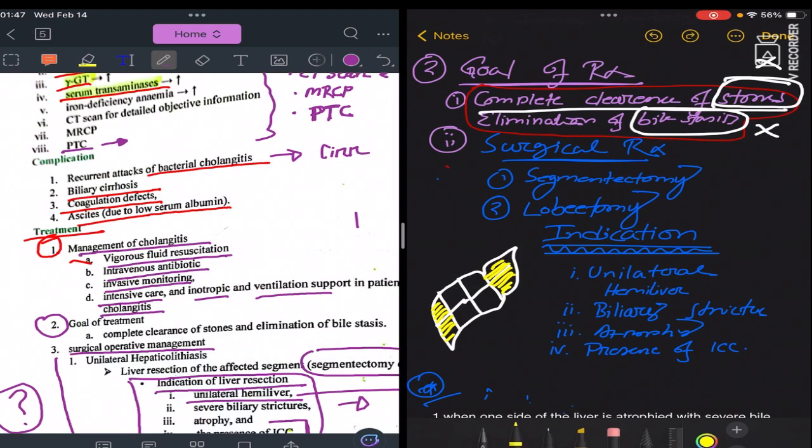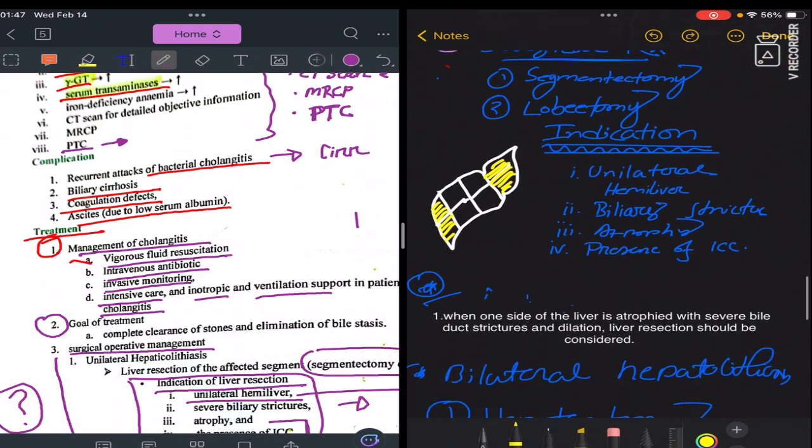Unilateral indication when there is unilateral hemiliver. So I actually don't understand what is unilateral hemiliver. For that reason I go to Bloomgard, and from Bloomgard I found that when one side of the liver is atrophied with severe bile duct stricture and dilatation, liver resection should be considered. So here it is written atrophy of liver and severe bile duct strictures.